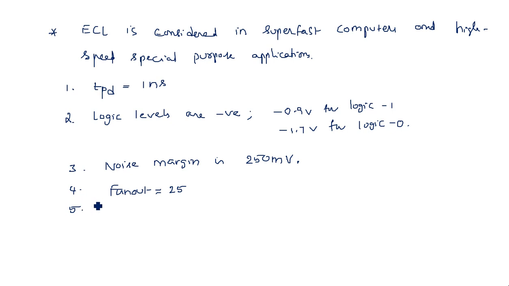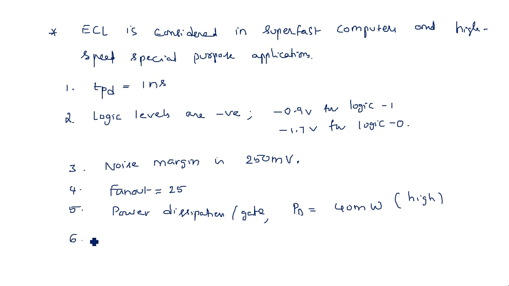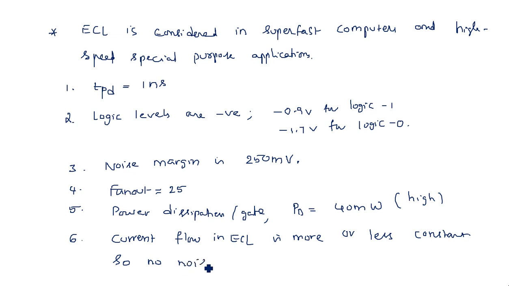Next, power dissipation per gate is large. Power dissipation per gate, PD, is equal to 40 milliwatts, which is very high. Per gate we are talking, it is 40 milliwatts. The total current flow in ECL is more or less constant. Because of this, no noise spikes are internally generated.